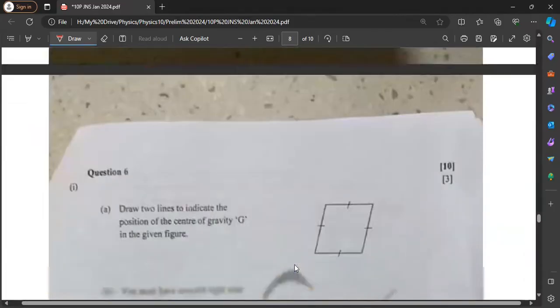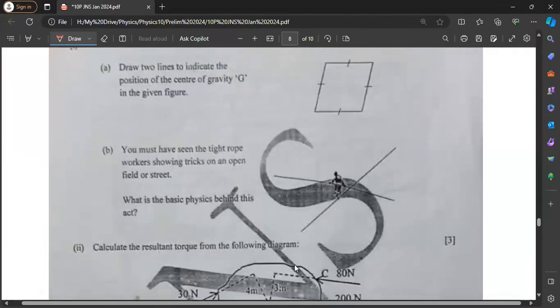Okay, so that was an easy question. Now here, the center of gravity for a parallelogram is the meeting point of the diagonals. So whenever you draw this, you have to draw the diagonals.